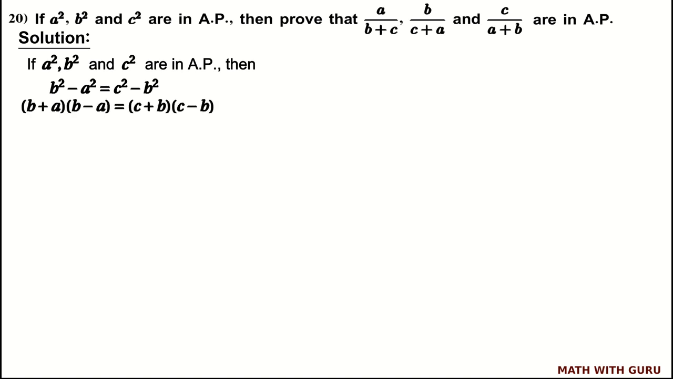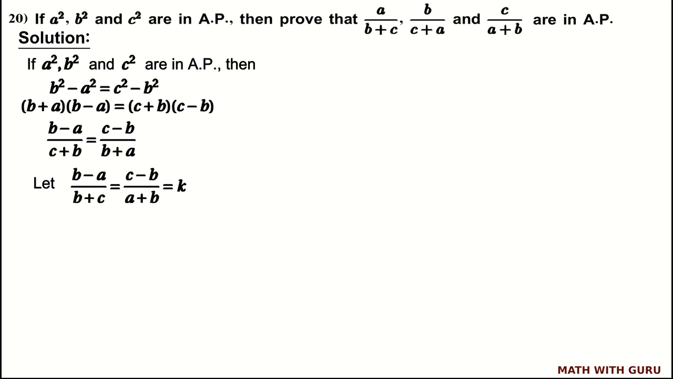Now, b plus a into b minus a equals c plus b into c minus b. I am using the identity a squared minus b squared equals a plus b into a minus b. Now, I will transform this equation as b minus a divided by c plus b equals c minus b divided by b plus a. Let b minus a over b plus c equals c minus b over a plus b equals k, where k is a constant. Let us name this result as 1.